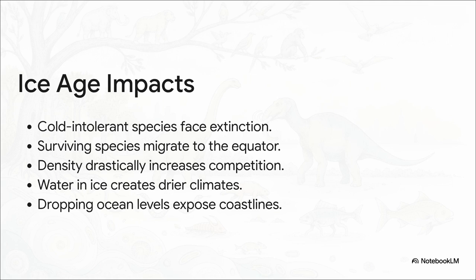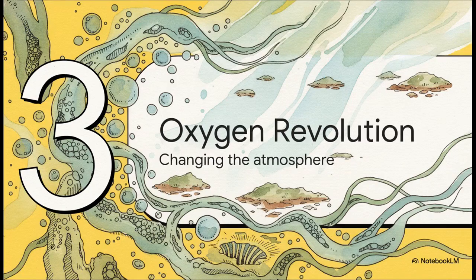But think about what happens next. Suddenly, you have a massive number of species crammed into a much smaller, warmer area. This extreme high density causes competition for food and space to absolutely skyrocket, meaning only the strongest, most adaptable species are going to make it out alive. And the dominoes keep falling. Because so much fresh water is physically trapped in those giant ice sheets, global rainfall completely drops off, leaving the planet with a much drier climate. Consequently, ocean levels fall drastically, exposing new dry coastlines and totally rewriting coastal ecosystems. Everything changes.